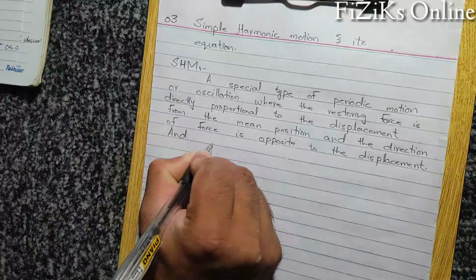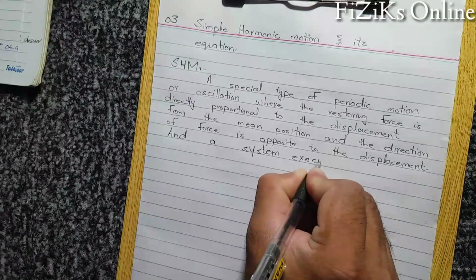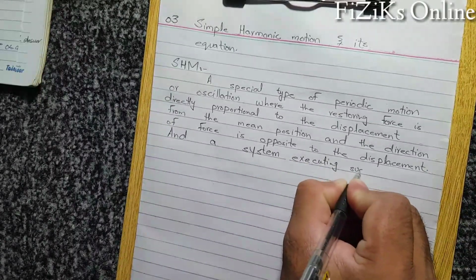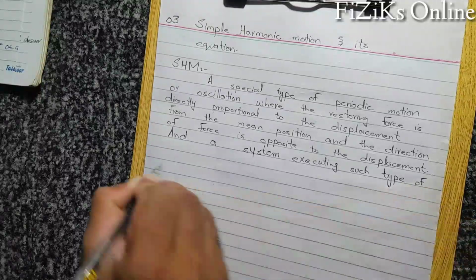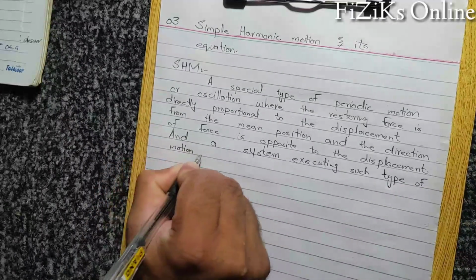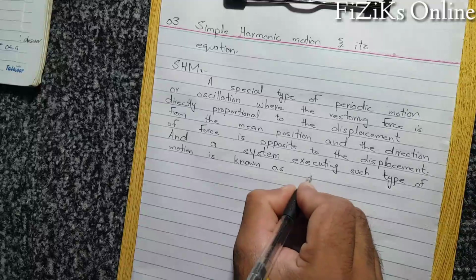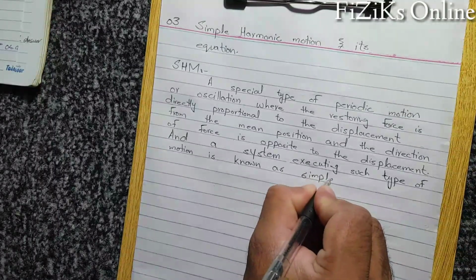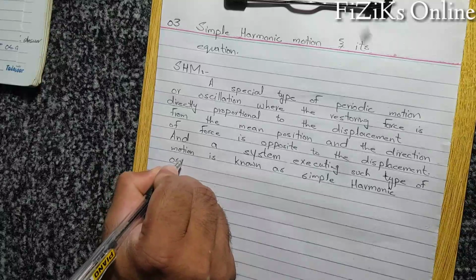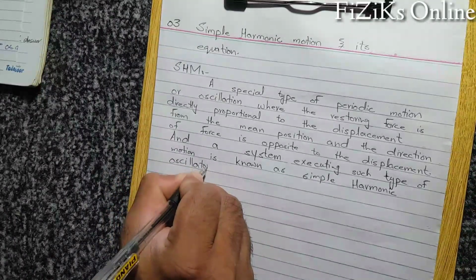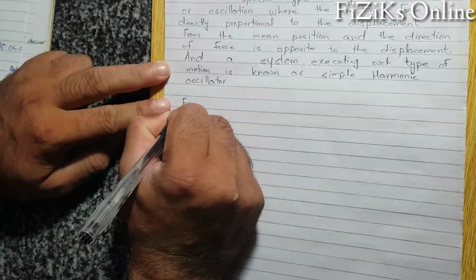And a system executing such type of motion is known as a simple harmonic oscillator. Explanation. Let me explain it to you.